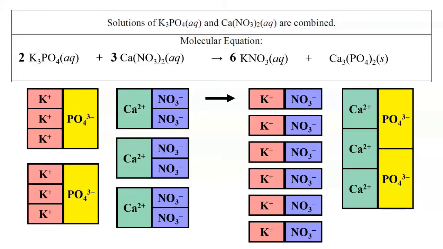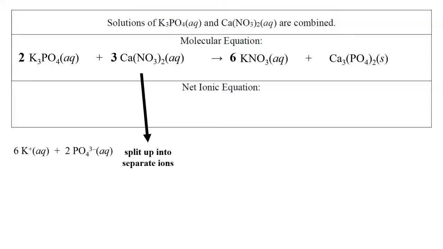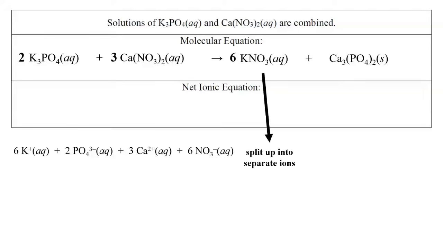Now let's move on to the complete ionic equation. Again, we're going to split up all of the aqueous ionic compounds. So 2 K3PO4 is going to split up into 6 potassium ions and 2 phosphate ions. 3 Ca(NO3)2 is going to split up into 3 calcium ions and 6 nitrate ions. 6 potassium nitrates will split up into 6 potassium ions and 6 nitrate ions.